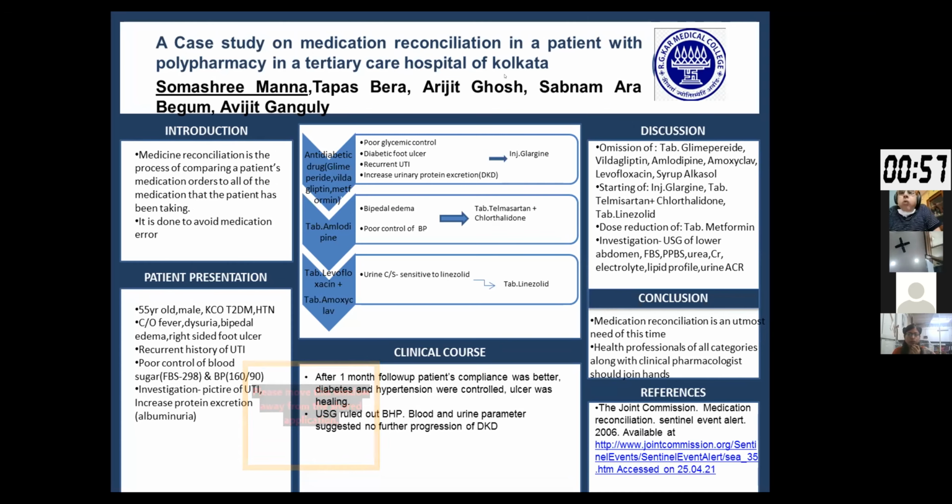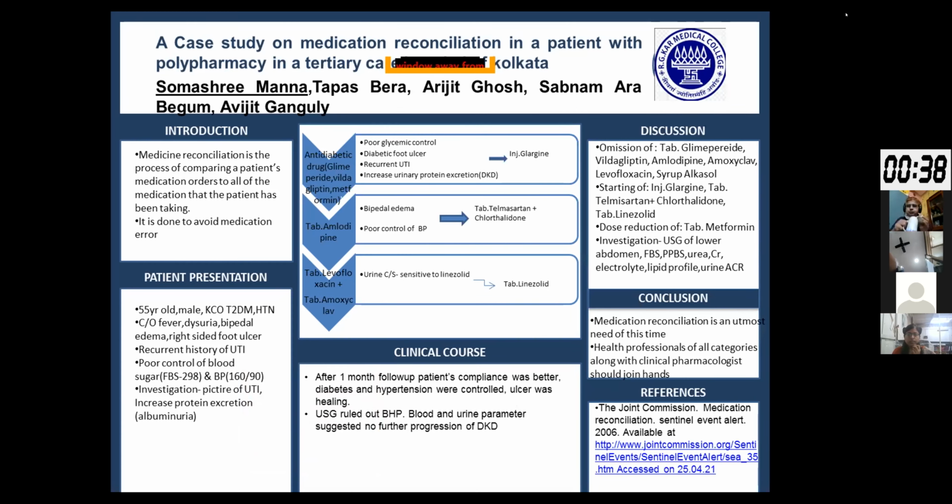Thirdly, instead of both dual antibiotics, levofloxacin and amoxicillin, which were prescribed for diabetic foot ulcer and urinary tract infection, we recommended only one antibiotic, tablet linezolid, which covers both foot ulcer and UTI.